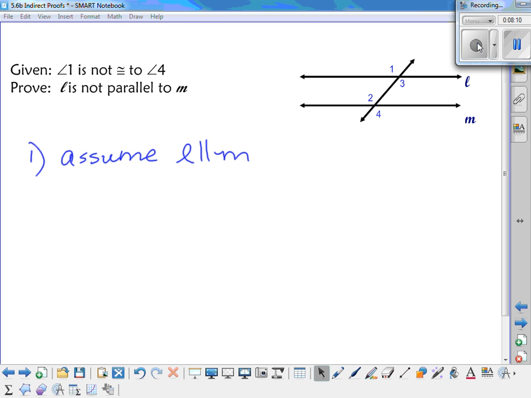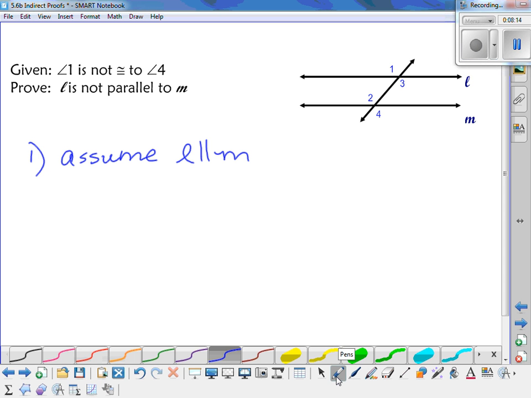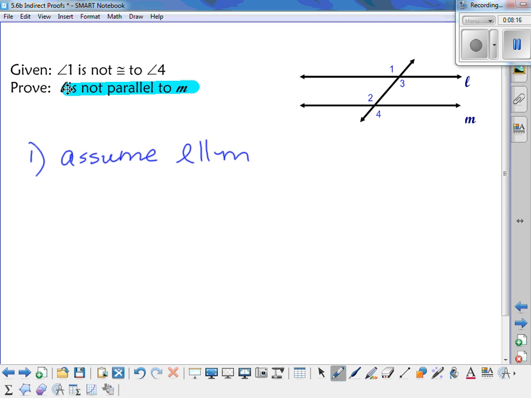So hopefully what you wrote down is that you're going to assume that L is parallel to M. Your temporary assumption is going to be the opposite of what you're trying to prove. Okay, so then what can you conclude as a result of L and M being parallel? Can you see something that would contradict the given information? Write down what you think the next step is and pause the video.